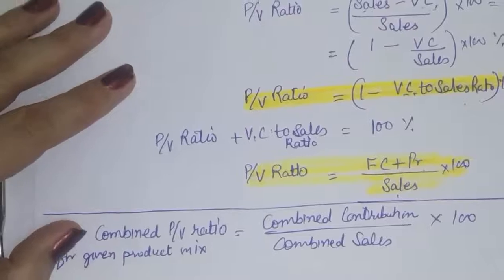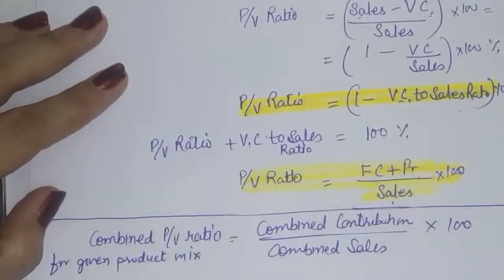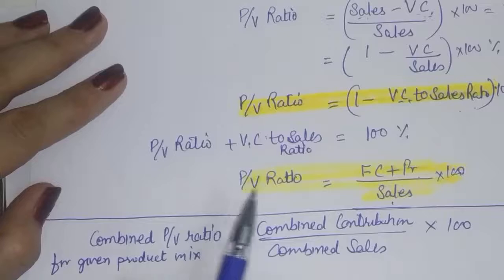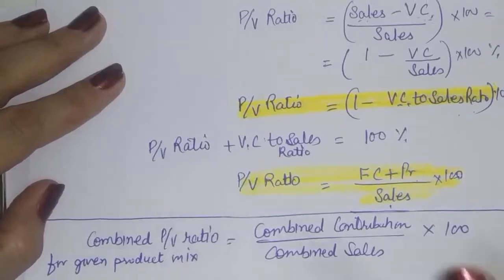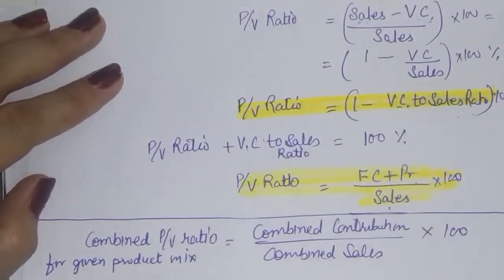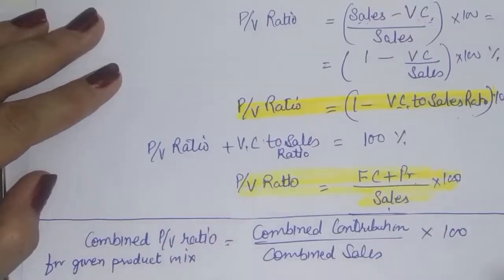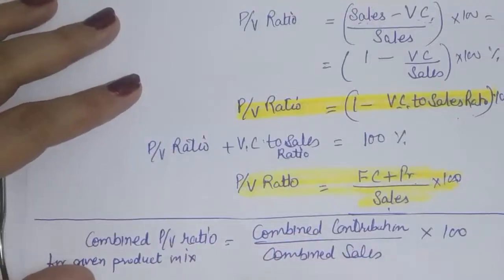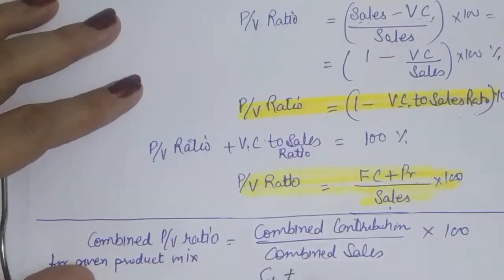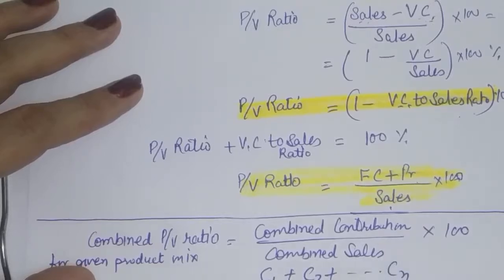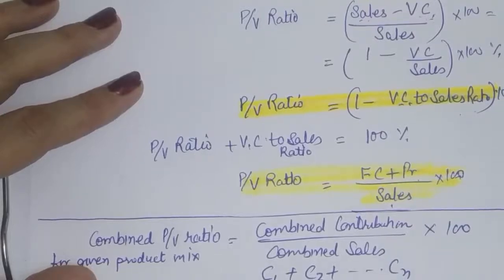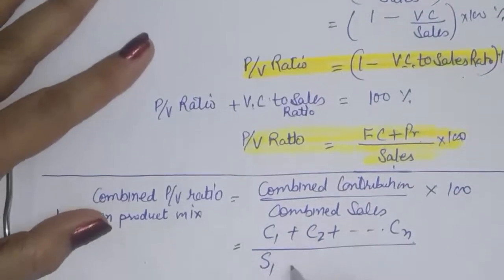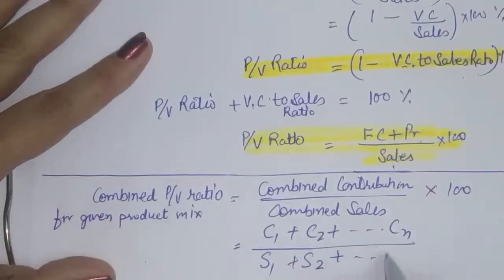You will be taking them equally. But in reality, companies work at different product mix levels. So when we are taking combined PV ratio, we'll have to take combined information for the overall sales mix. So if you are selling 600 units or 400 units of different types of products, contribution will be calculated accordingly. So it will be contribution from the first product line, contribution from the second product line, and likewise from any number of product lines. Similarly, the denominator will be sales of the first product line, sales of the second product line, and likewise sales of any number of product lines.